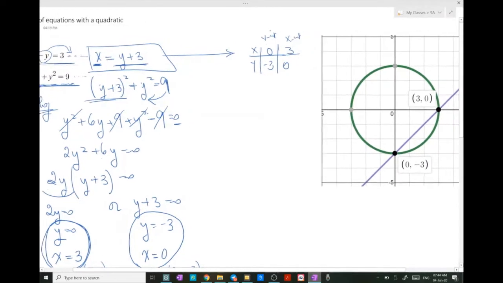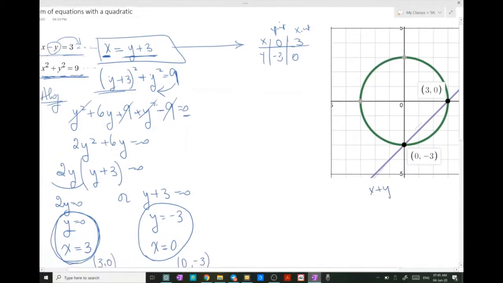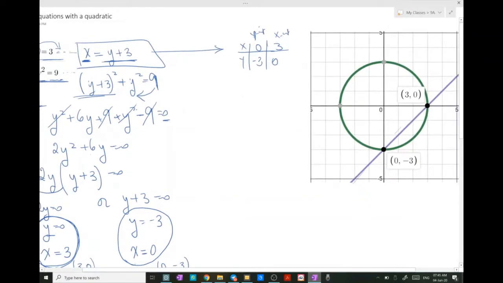So you draw your coordinate plane, and then you take the y-intercept, x 0, y minus 3, and then x 3, y 0, and then you draw the line. This is the line x minus y equals 3. So this is the graphical representation of this equation.